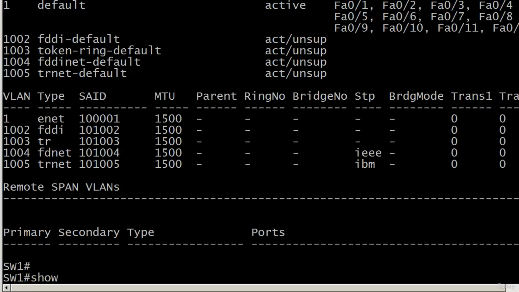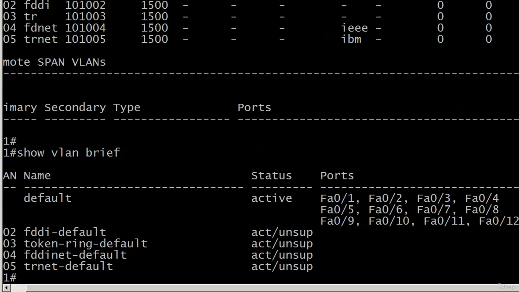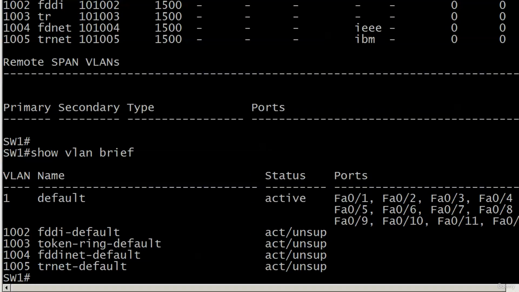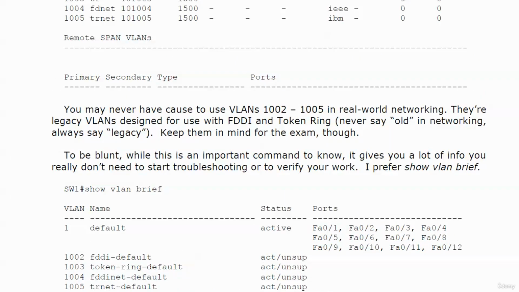So the command I like to get started with is show VLAN brief. And you can see how brief it is. It's only going to show you what your VLANs are on this particular switch, their names, what the status is, and the ports that are in each particular VLAN. And you can see again 12 ports are in there. I would be very familiar with both commands for your exam and your exam prep, but again, show VLAN brief is really the one that you're going to run much more often.